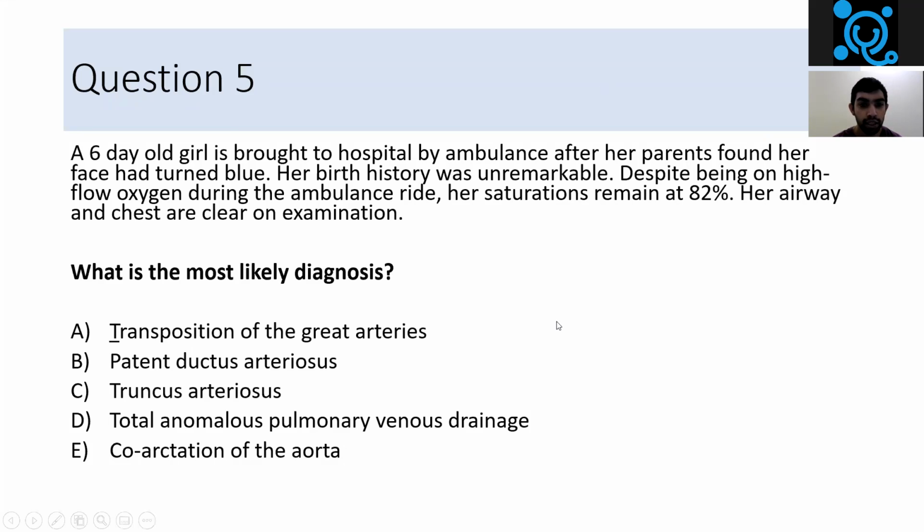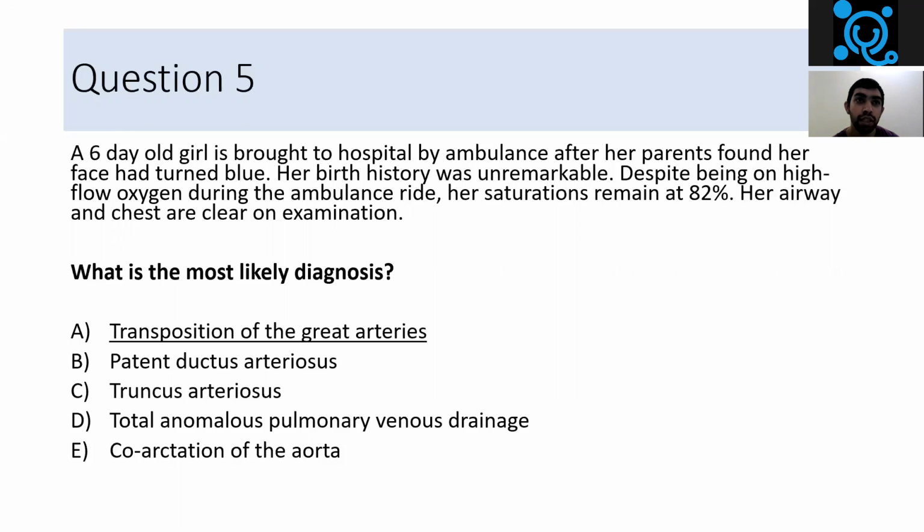Okay, so the key thing to note over here is both the girl's age, and this description of her saturations remaining at 82%. So she does have a cyanotic condition. The reason she turned cyanotic at 6 days old was likely that she had her ductus arteriosus closing, which is providing a very useful shunt to her systemic circulation. And as a result of that closing, it unmasked the transposition of the great arteries.